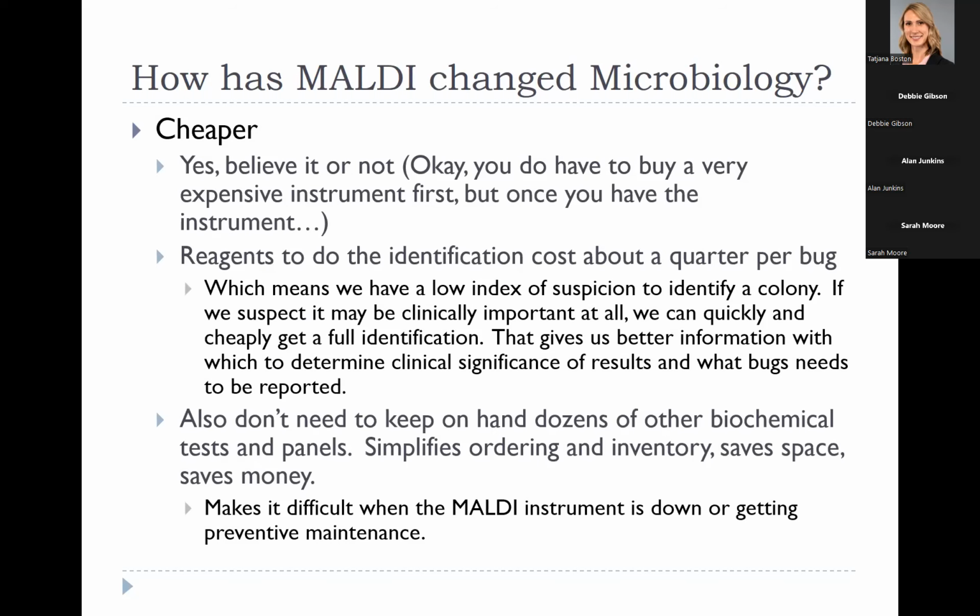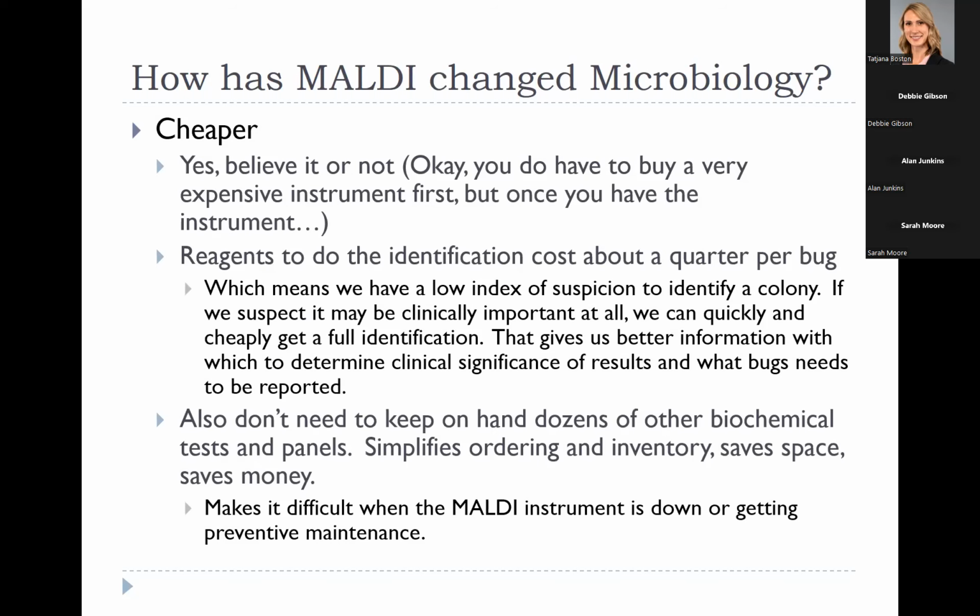It's also cheaper in just this regard too. You don't have to buy all those biochemical tests. You have this one machine and the one set of reagents that goes with it. You do not need to have on hand 10 different biochemical tests or panels of biochemical tests. So ordering is simpler, inventory is simpler. We don't have to have the space for all that other stuff. And it is going to save money in that regard.